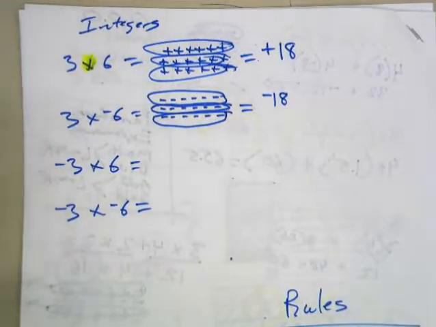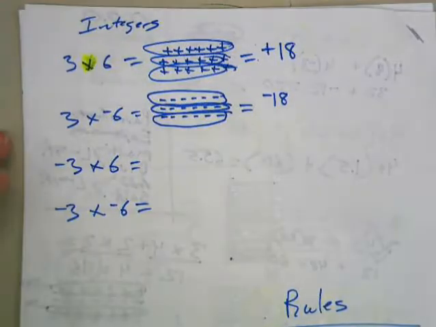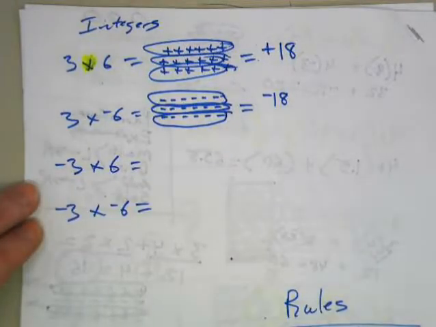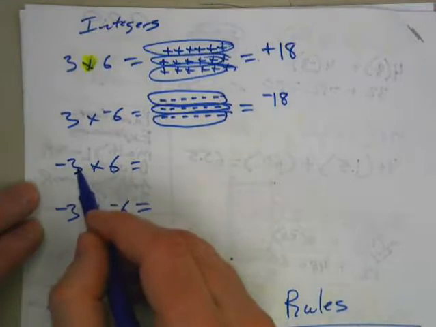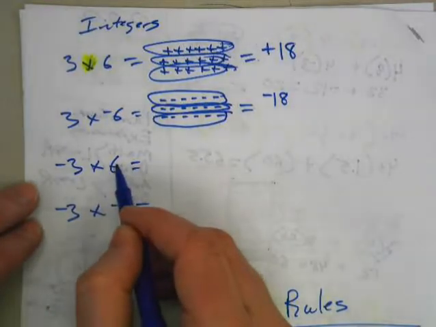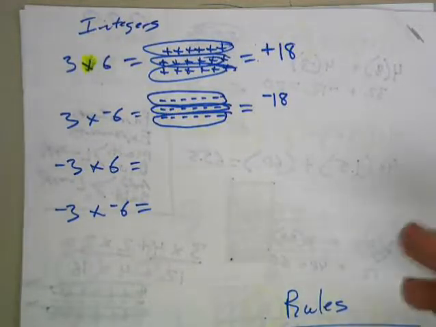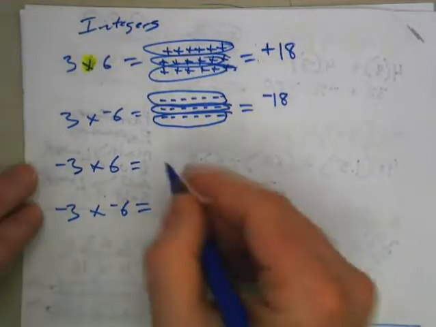And now this is where it gets a little tricky, at least from the chip model perspective. If the first number is negative, I'm going to take off my board. What am I going to take off my board? 3 groups of positive 6. But because nothing's on my board, what do I need to put on first? Yes, that's right. Neutral pairs.